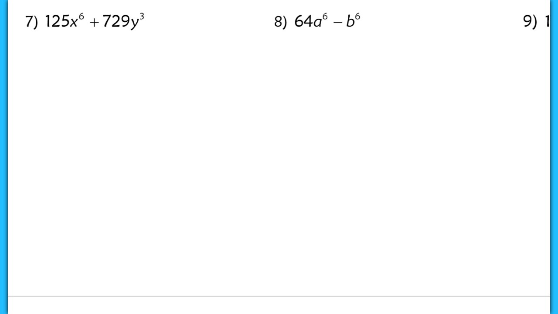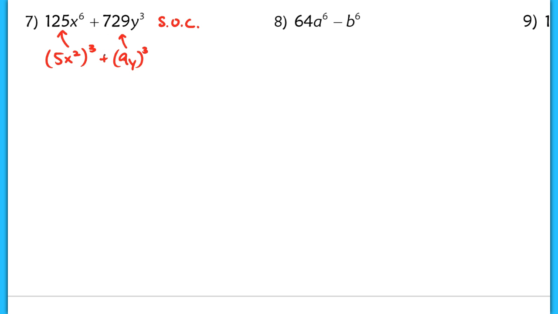Now I think number 7 is a little bit tough because it's really hard to recognize at first that this is a sum of cubes. So here we have a sum of cubes because if we take 5x squared and we cube that, we would end up with 125x to the 6th. And if we take 9y and we cube this, we end up with 729y cubed. So this is definitely going to be a sum of cubes.